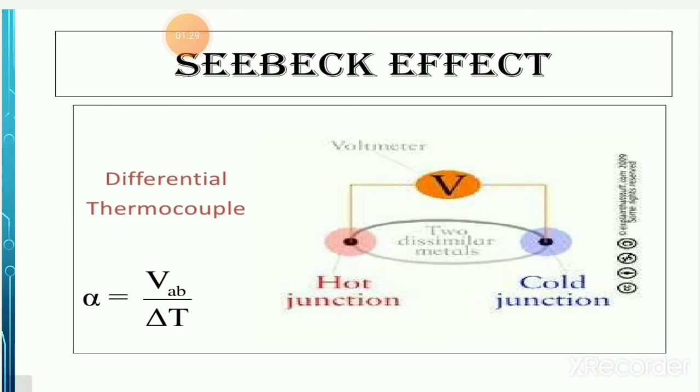Seebeck effect from the diagram: heat flows from the hot junction to the cold junction, and a voltage is shown in the voltmeter. That voltage is directly proportional to the temperature difference across the cold and hot junctions, that is delta T. Therefore V is directly proportional to delta T, or removing the proportionality, we get alpha. Alpha is nothing but the Seebeck coefficient. Therefore, alpha equals V_AB divided by delta T.